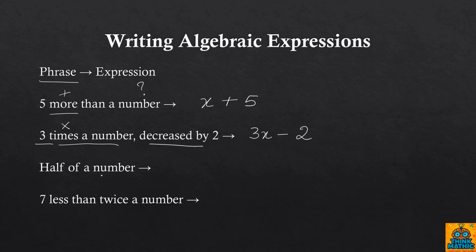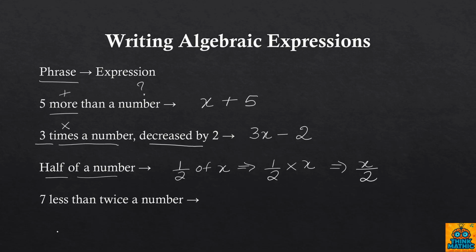Okay. Now let's understand half of a number. Here again, the number is unknown to us. So half is represented as 1 by 2. 1 by 2 of a number, which is half times x. So finally, we can also write it as x by 2.